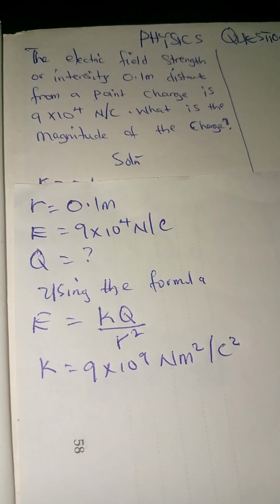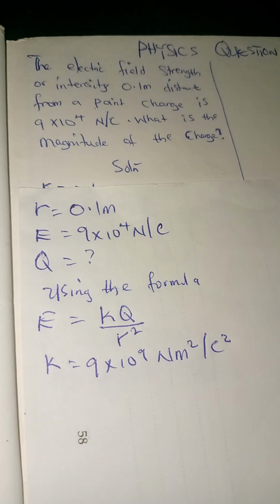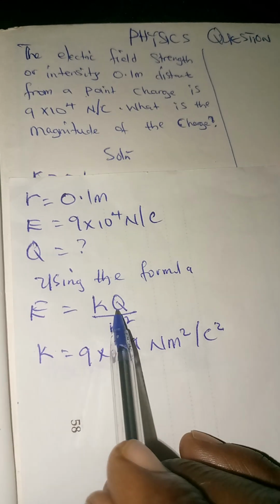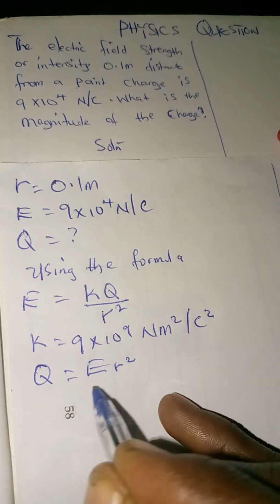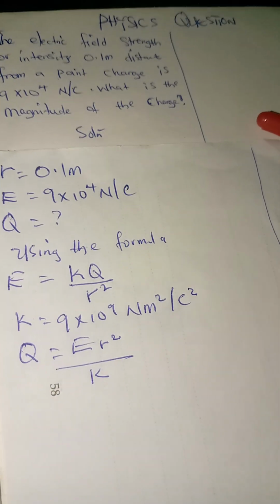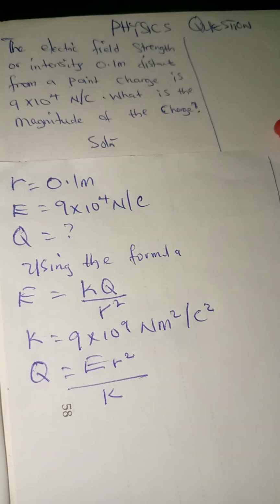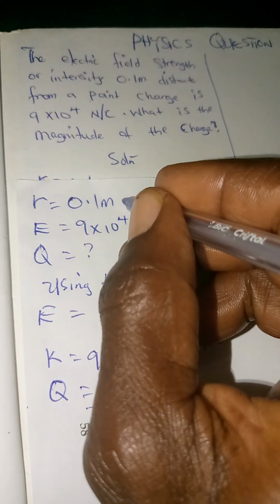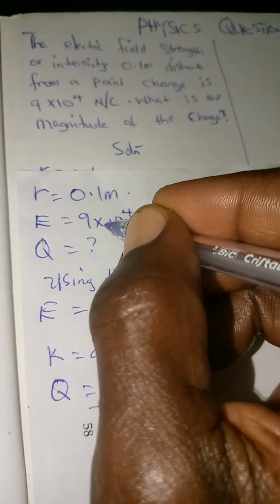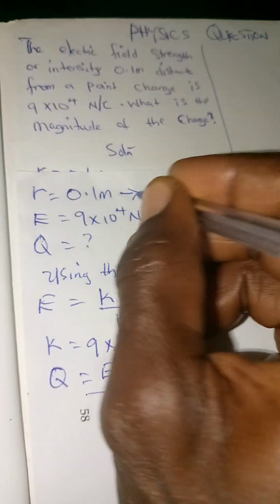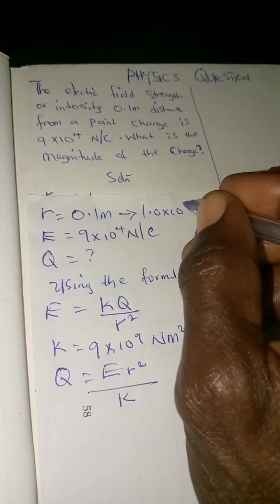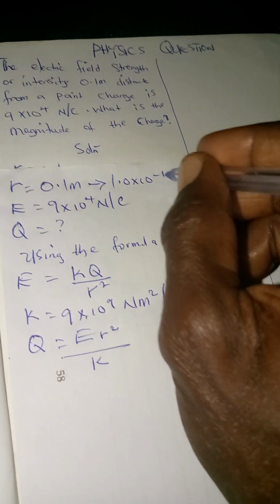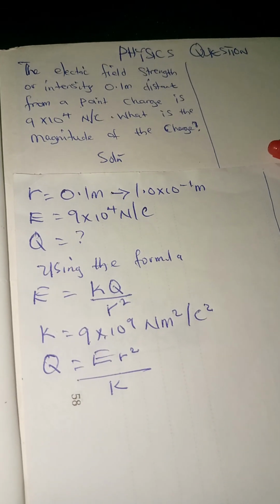So the next thing now is for you to substitute these values. By the way, before you even substitute, you are asked to find Q. So make Q the subject, and that will make it to be ER square over K. Since I have this in standard form, I can equally take this to standard form, and it will be equivalent to 1.0 times 10 raised to a power of minus 1 meter. Are you seeing what I'm saying?